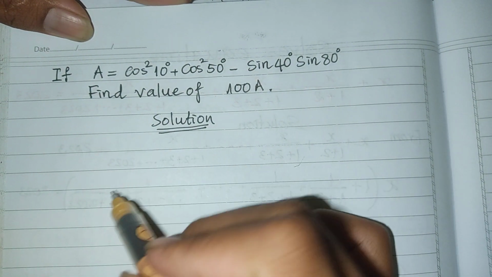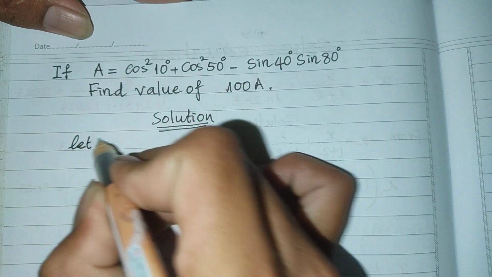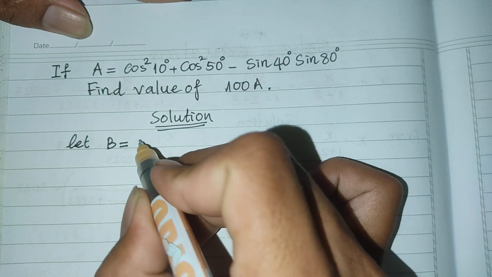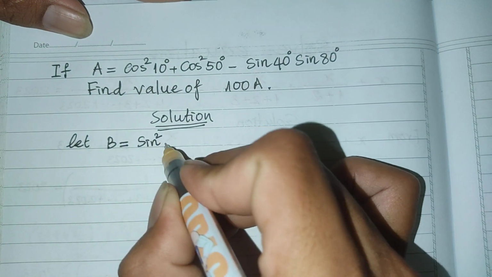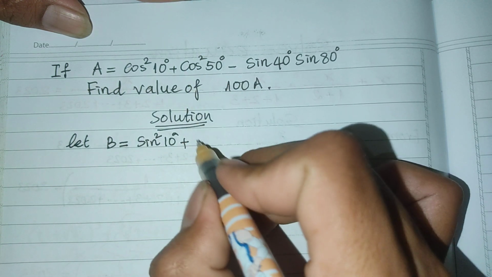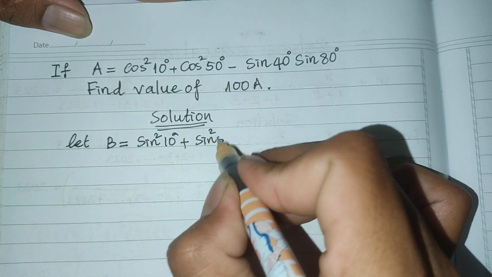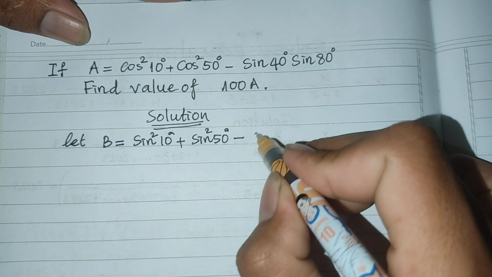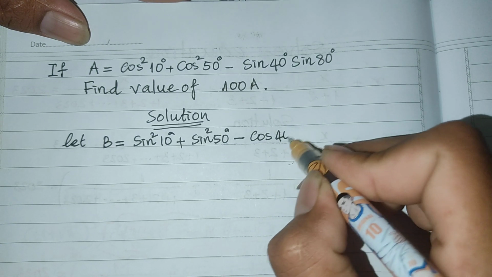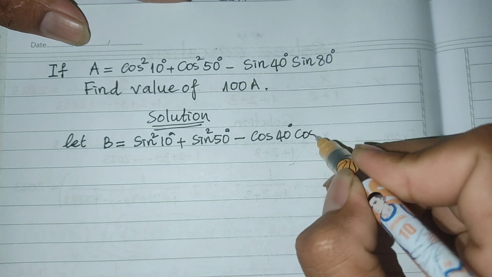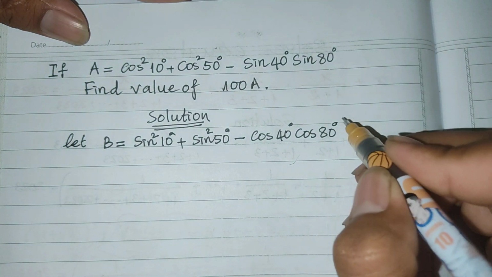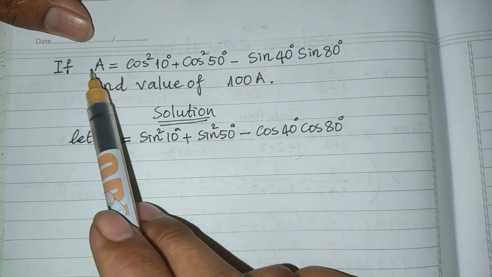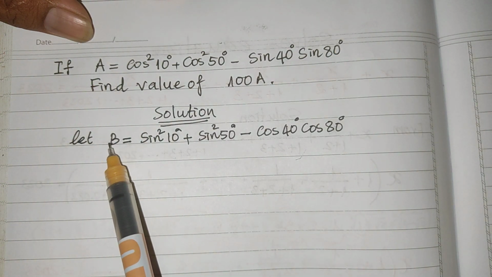First step, I let B equal sine squared of 10 degrees plus sine squared of 50 degrees minus cosine of 40 degrees times cosine of 80 degrees. And now I can add up expression A and expression B.